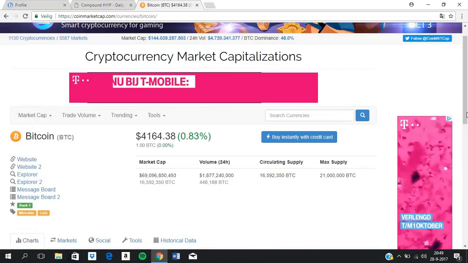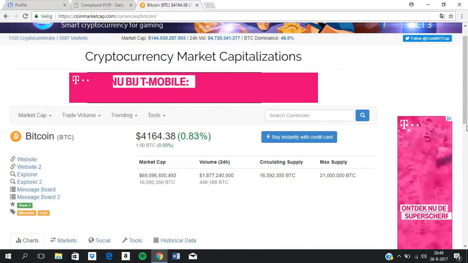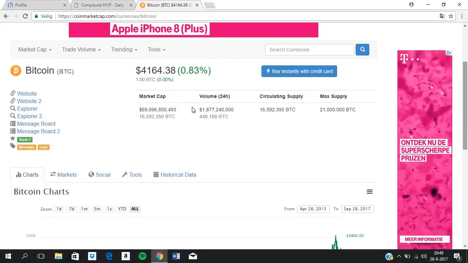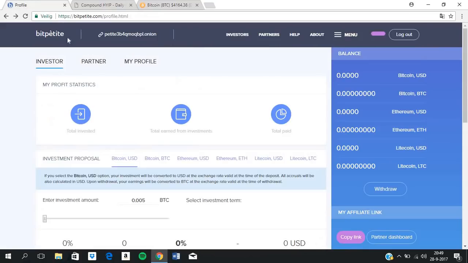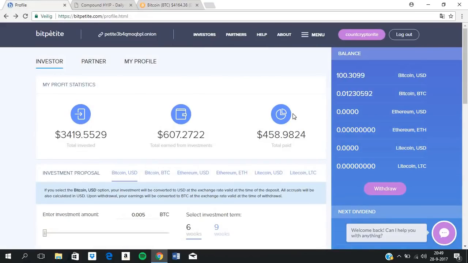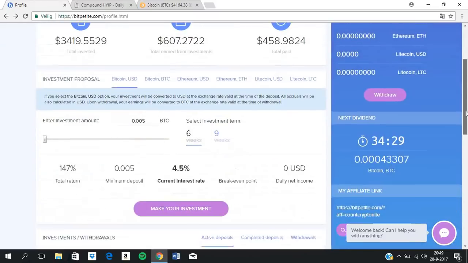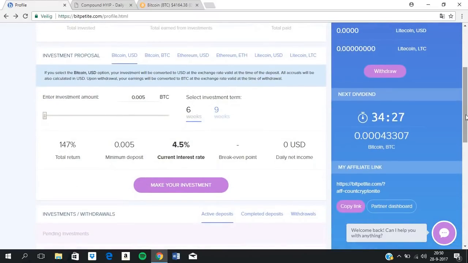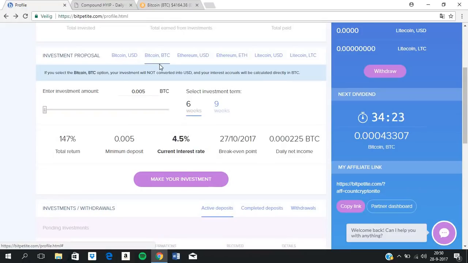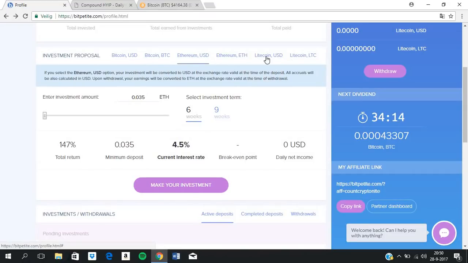And that's why it's better to invest in Bitcoins, because if you receive your interest rate in Bitcoins and the Bitcoin rises, then you will even get more money out of it. So it's very important to choose this one, Bitcoin interest rates, and then you will receive also in Bitcoins. They also have a feature for Ethereum, Litecoin.